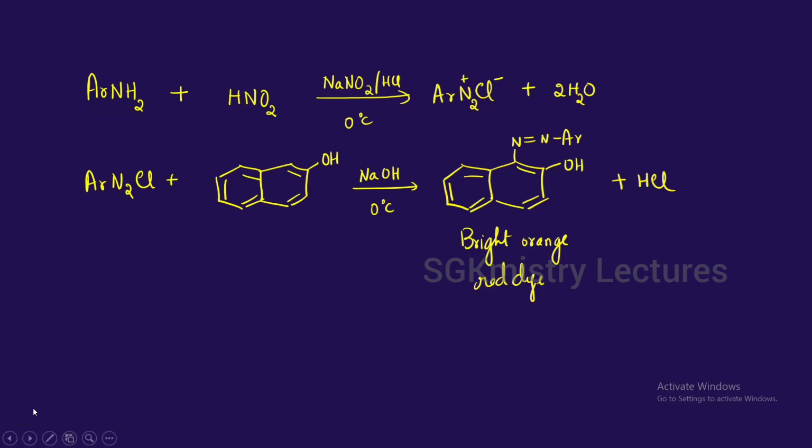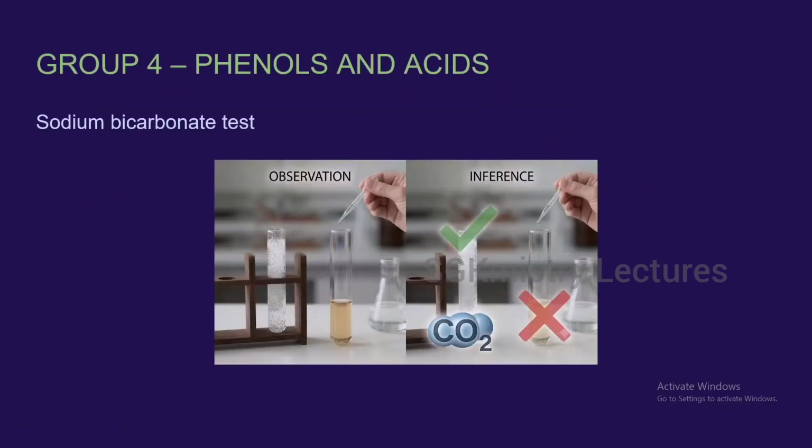So we have already discussed the functional group analysis for group 1, group 2, and group 3. Now let us look into group 4, which includes the phenols and acids. Let us look into the first test, that is the sodium bicarbonate test. You're going to take the substance, and to that you're going to add sodium bicarbonate, NaHCO3, solution drop by drop.